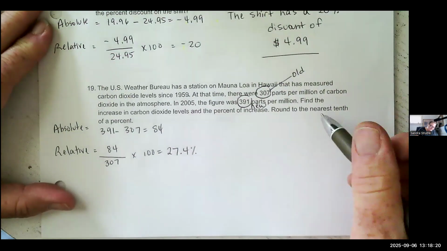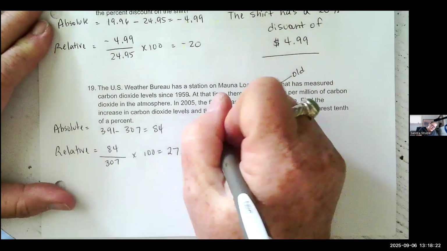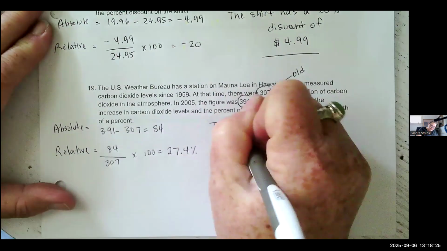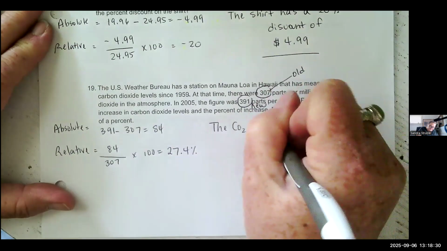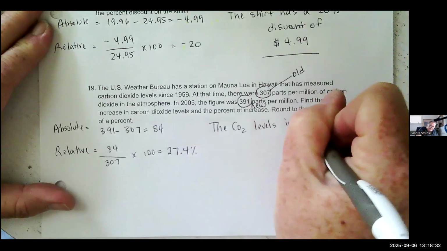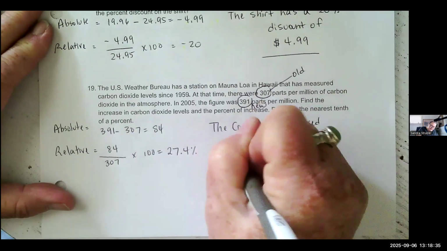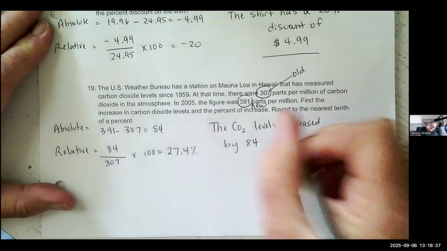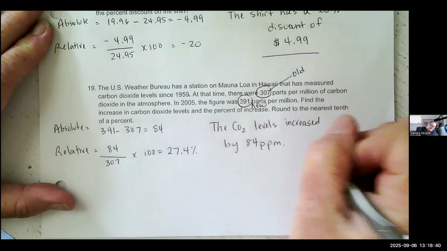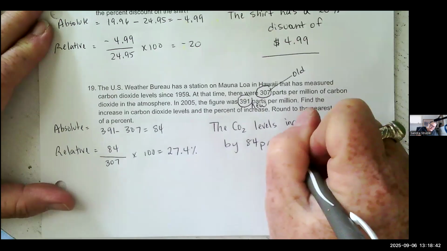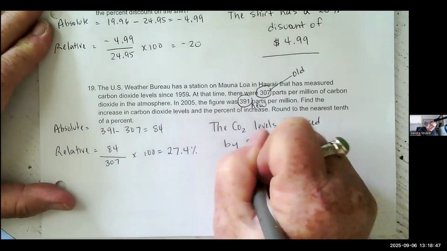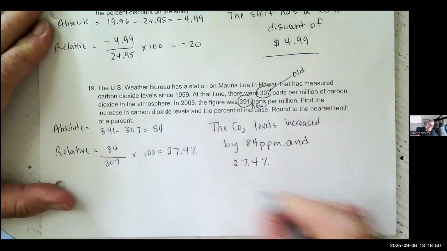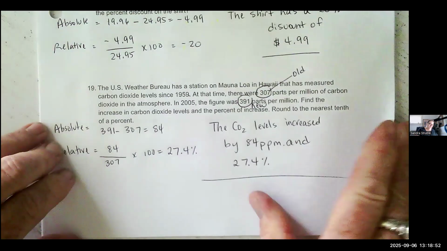So what's the question? Find the increase in the levels. The CO2 levels increased, takes care of my positive, by 84 parts per million, right? Parts per million. And let's do that. 27.4%. That takes care of both. Let me know what questions you have.